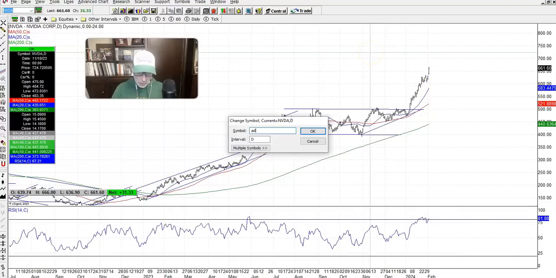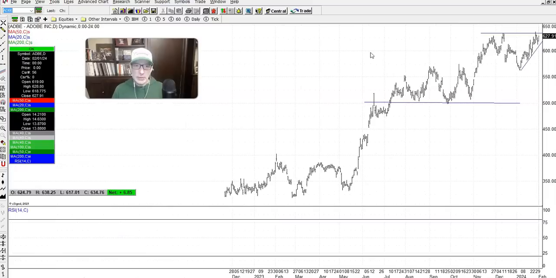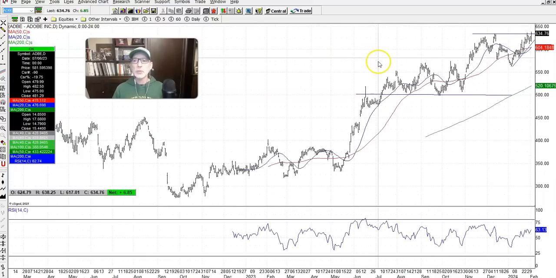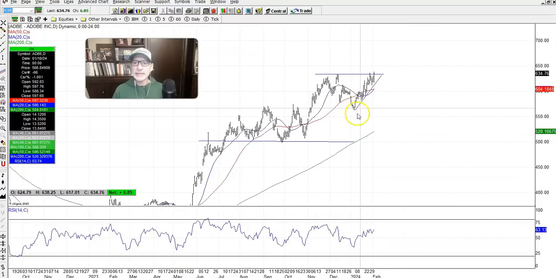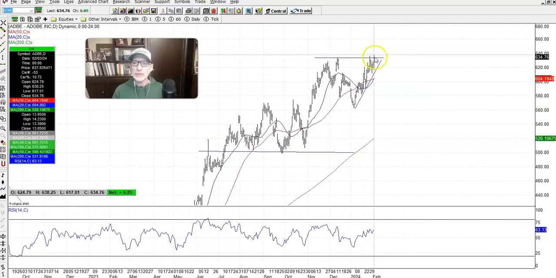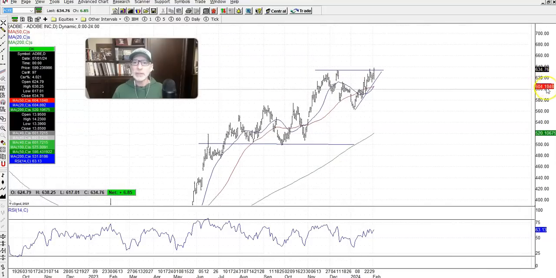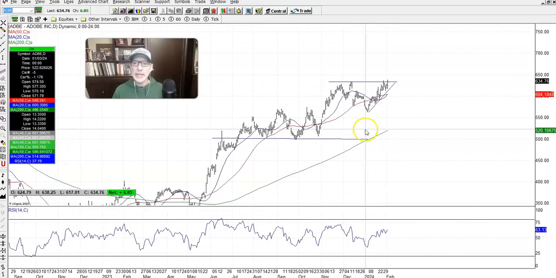So Adobe, also another monster Nasdaq stock, doing well. I like Adobe right here to break out of this ascending triangle. It just started to do it. You can see it. This is Friday, February 2nd, just starting to peek and poke out above the resistance. I have a feeling that Adobe is going to be that next stock to have a monster move up. It's just waiting to break out here.